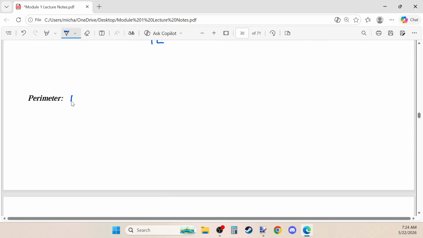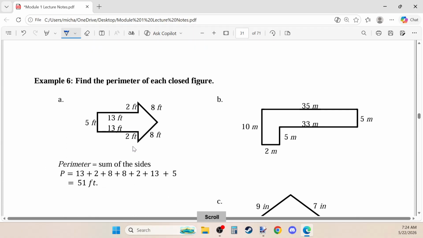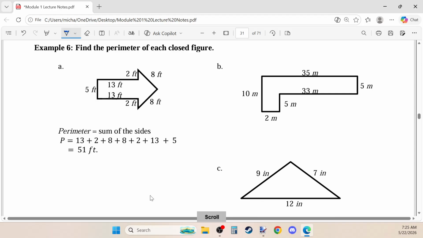The perimeter is whatever I said it was. Was it 44? Yeah, 44 feet. Find the perimeter of each closed figure. So we're going to add up all the distances going around.